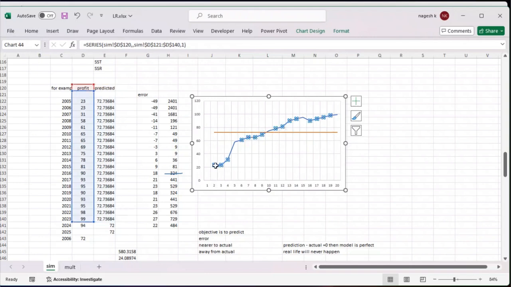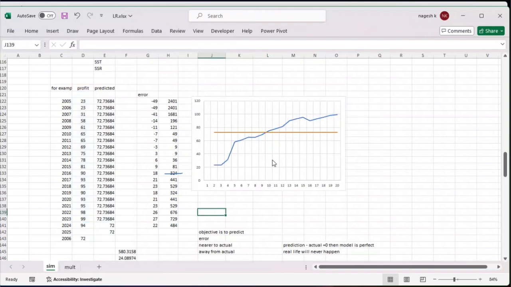But the actual values are spreading from 23 to 99, right? You see clearly the difference of the profit between the predicted value and actual value; they are so much deviated from the actual. The difference between these two lines is nothing but the error in the prediction. How can we minimize this error?